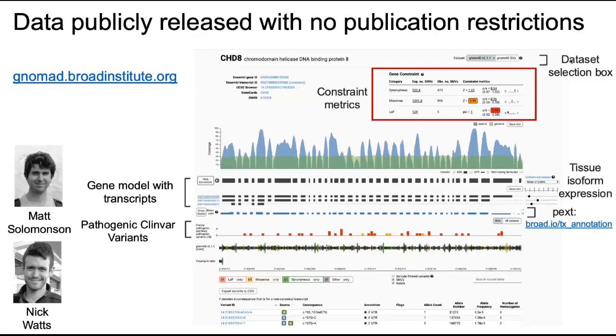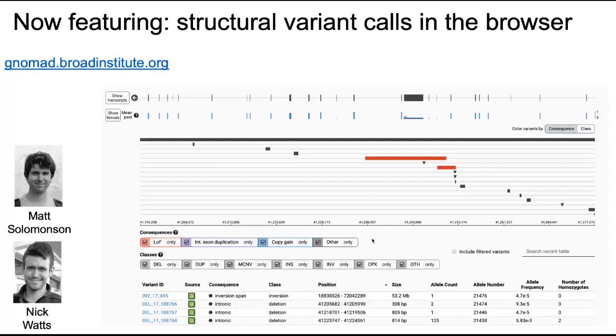We're now also providing pathogenic ClinVar variants alongside, so you can provide context for the variants that you see, whether these are found in ClinVar or tend to be near variants that are found in ClinVar. Finally, there are also structural variants, and again, I believe Ryan will talk about these a little more, so I'm not going to go into too much detail, but these are now available in the browser as well.